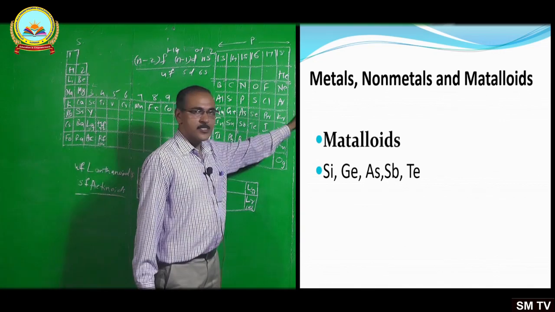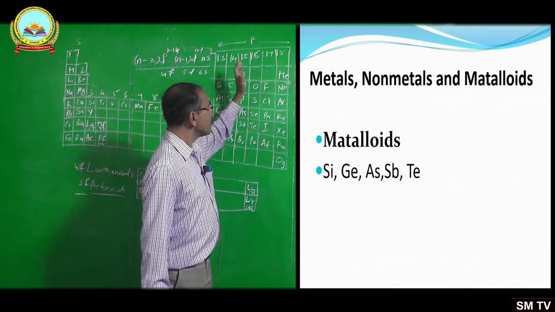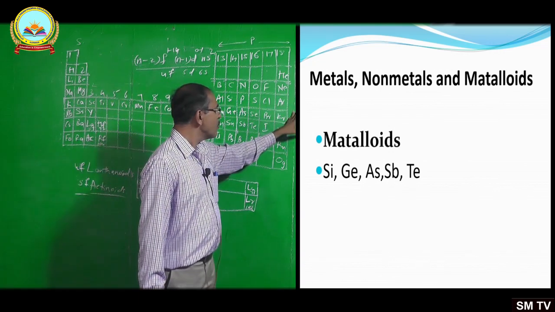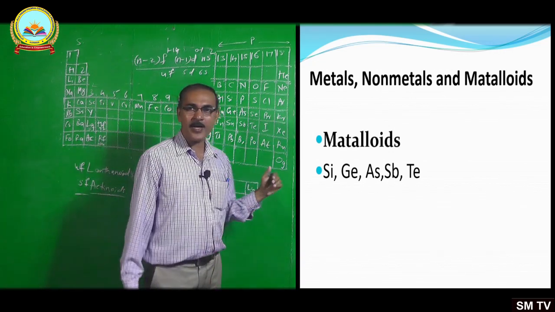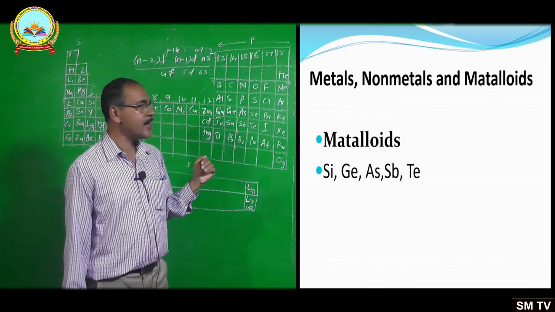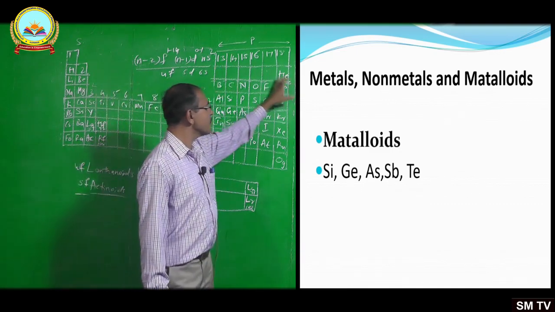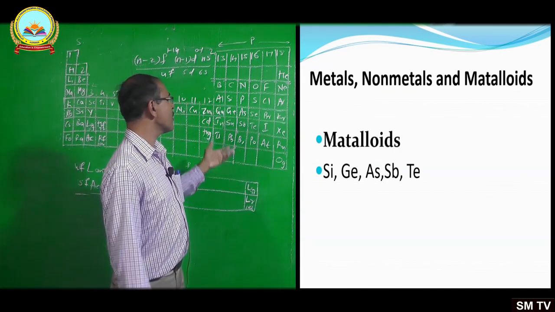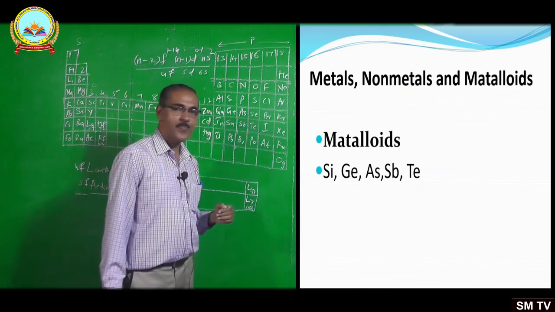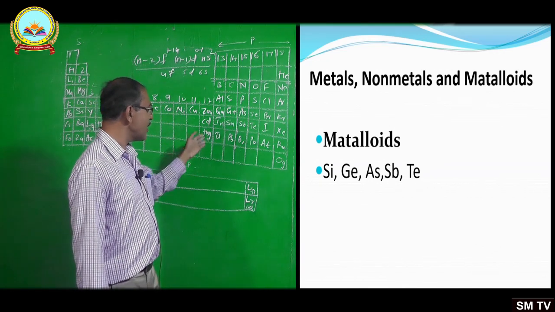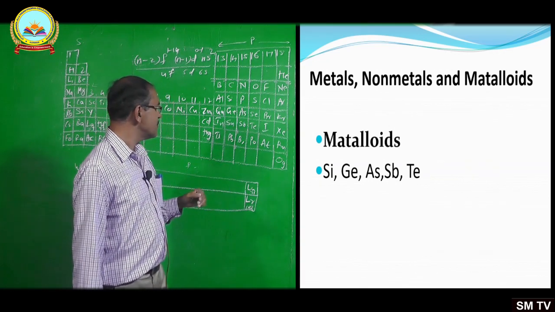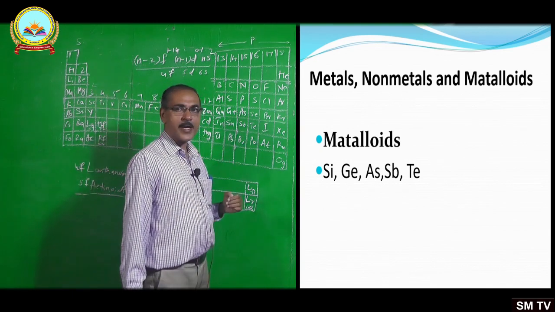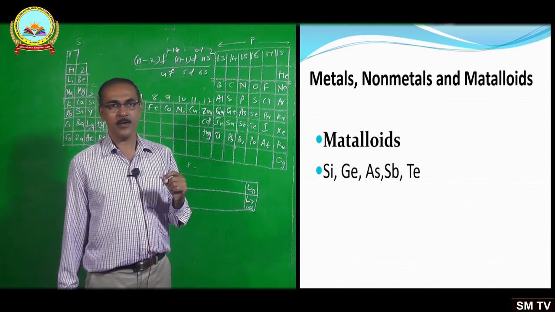Then you have non-metals. Non-metals are poor conductors of heat and electricity. Most of these non-metals are either gases or low melting solids. Then we have one more category of elements called metalloids.